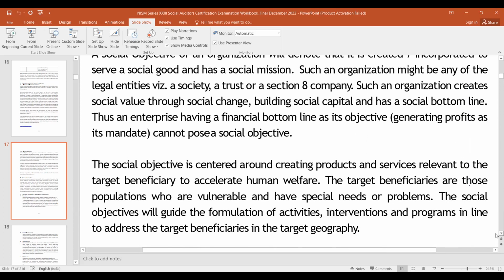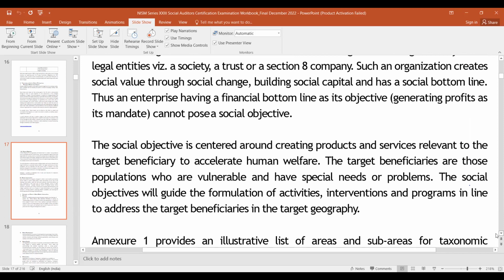The social objective is centered around creating products and services relevant to the target beneficiary to accelerate human life. So these are basically not luxury goods. These are basically targeted to accelerate human welfare. So if a question is asked whether creation of luxury goods could be a societal objective or a social objective, the answer will be no. So the idea is to create products and services which are relevant to the target beneficiary to accelerate human welfare. The target beneficiaries are those populations who are vulnerable and have special needs or problems. The social objective will guide the formulation.